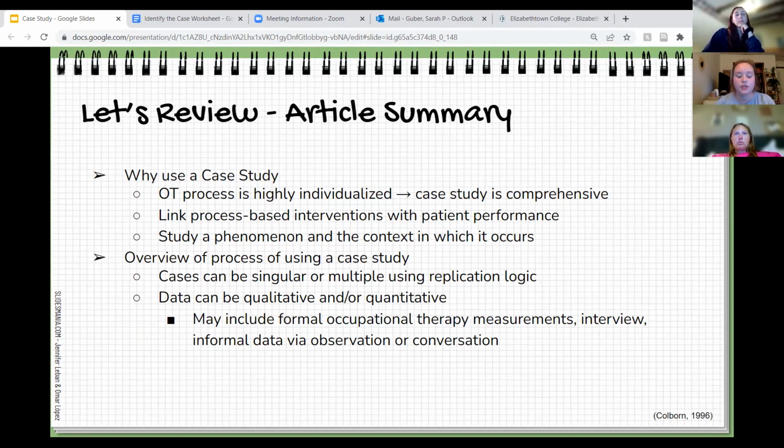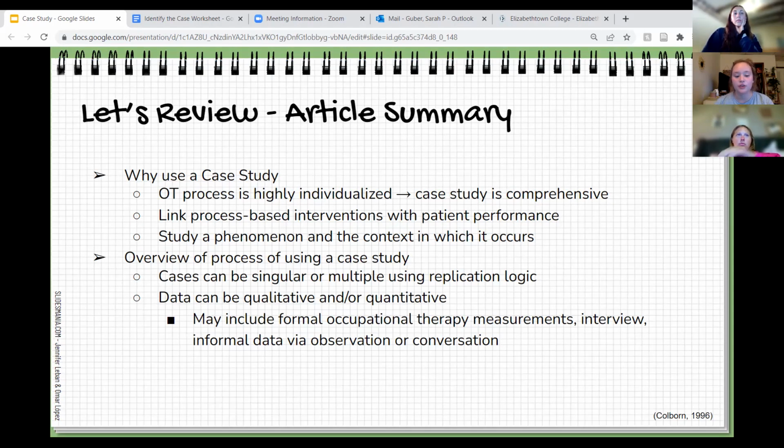A few reasons to use a case study are that the OT process is highly individualized and a case study is comprehensive. Case studies are also really good to link process-based interventions with patient performance or to study a phenomenon and the context in which it occurs.